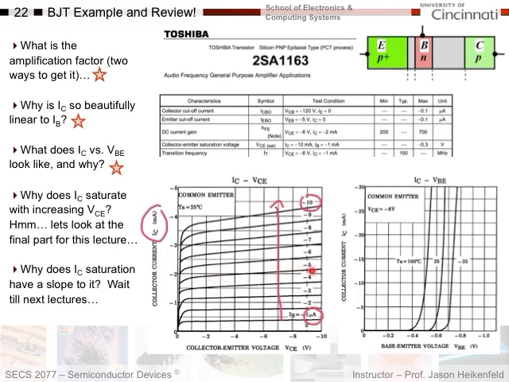The last one is, notice there's a little bit of slope here. That's early voltage. I'm not going to explain that now because that's a little bit more complicated. We'll talk about that in a lecture or two.